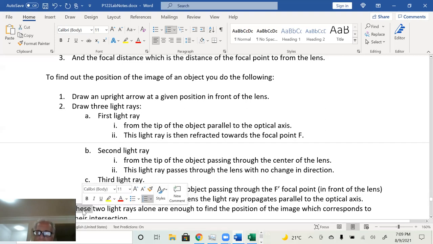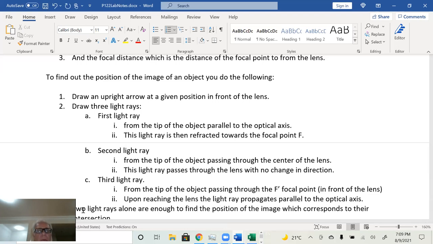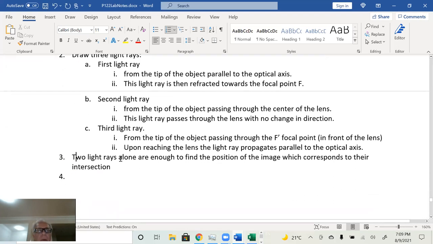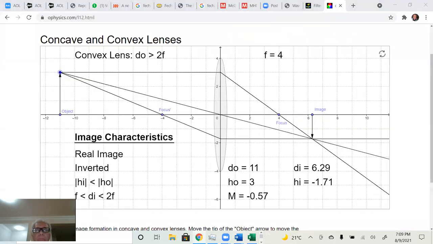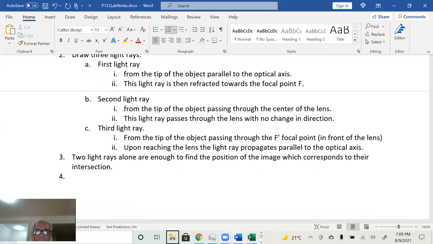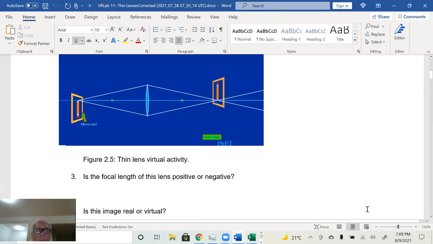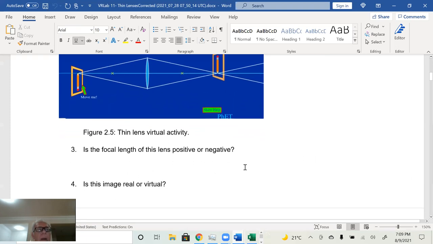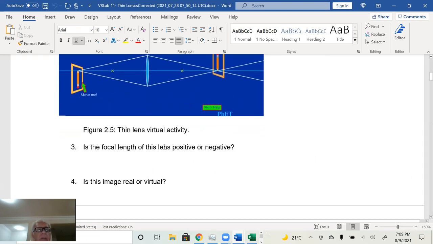Let's put here, two light rays are enough to find the position of the image. You don't need three light rays, two are enough. But if you do three light rays, make sure that the third light ray intersects with the other two as well. Okay. Now let's see what he's asking us to do. In this specific case, is the focal length of this lens positive or negative?